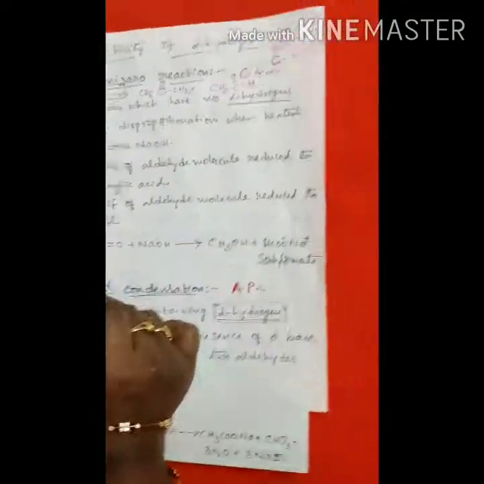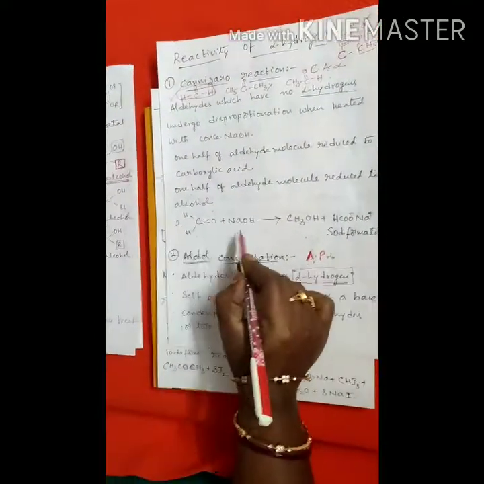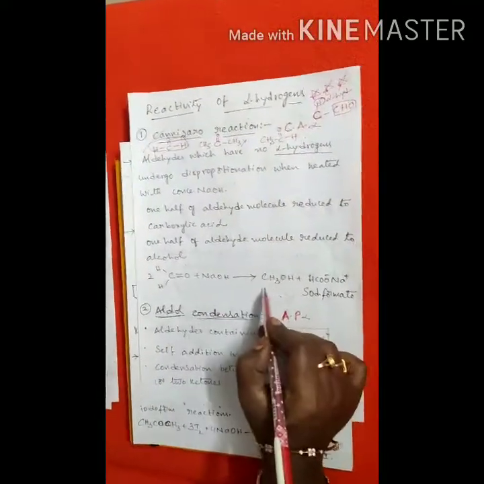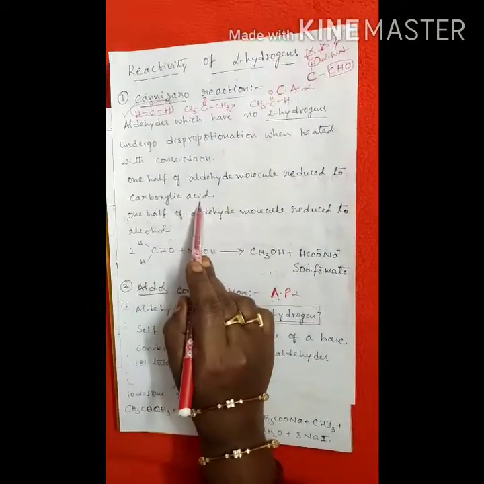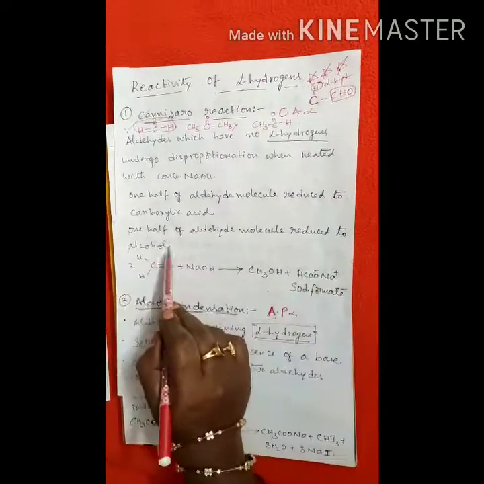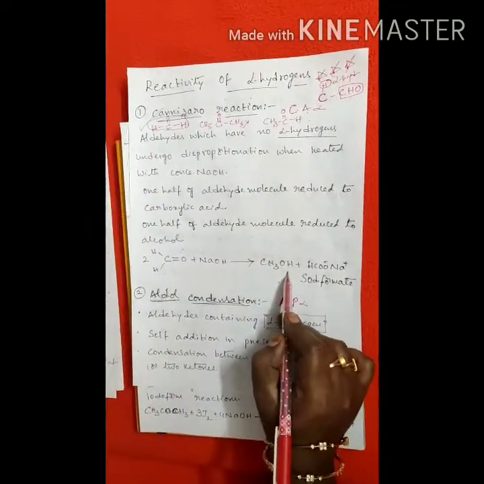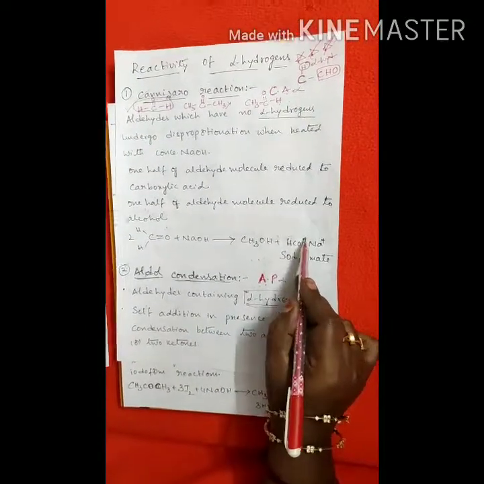So this is our reaction. This is formaldehyde, HCHO, plus NaOH. Then half is oxidized to carboxylic acid and the other part is reduced to alcohol. So CH3OH, and the other part is HCOO minus Na plus.